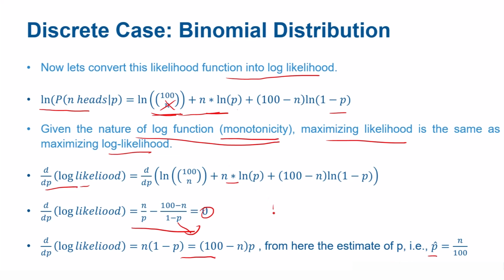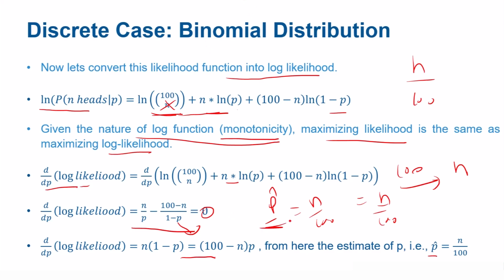Now this is our typical maximum likelihood solution for the probability, the estimator p hat, which is n by 100. Although it was expected, because out of 100 tosses we were finding the value where n heads are obtained, so it was bound to be n by 100, as you can see, this is our maximum likelihood estimate of the probability for a binomial distribution. So this is the procedure through which we obtain the maximum likelihood estimate in the binomial distribution.